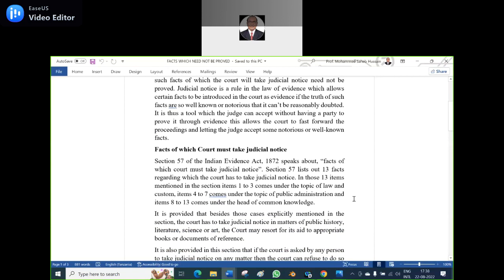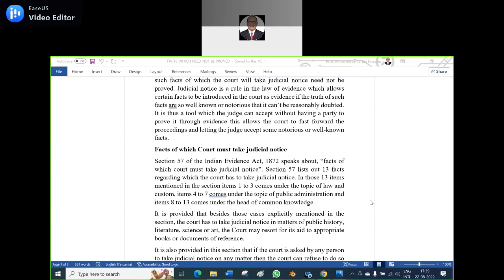So Section 57 of the Indian Evidence Act 1872 speaks about, I quote, facts of which court must take judicial notice, I unquote. Section 57 lists 13 facts regarding which the court has to take judicial notice. In those 13 items mentioned in the section, items 1 to 3 come under the topic of law and customs. Items 4 to 7 come under the topic of public administration. And items 8 to 13 come under the head of common knowledge.